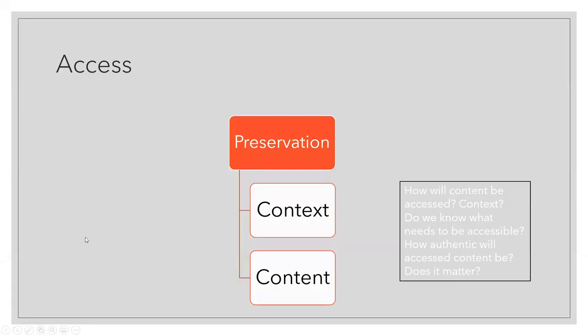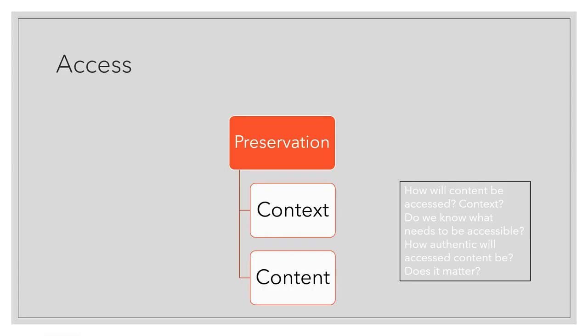Okay, so when you are achieving the fundamental goals of preservation, which is to preserve the context and content of records, here are some questions that you might ask yourself. How will the content be accessed? How will the context be accessed? What's the infrastructure that we need in place to allow that to happen, or to make that happen?